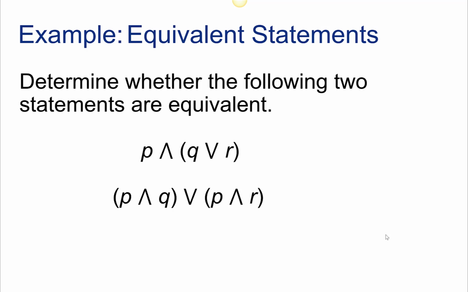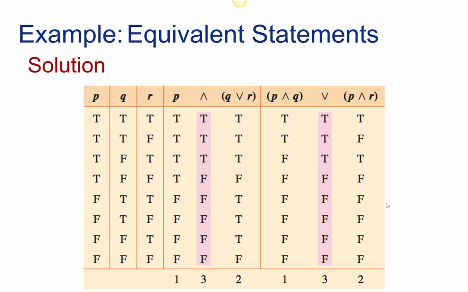Determine whether the following two statements are equivalent. So again, we're going to use truth tables this time, and we've already created these. There's 3 simple statements, so 8 cases. And we notice for the first compound statement, P and then in parentheses, Q or R. And here's our column here with our answers. And then on the second statement, P and Q, or, and then in parentheses, P and R.